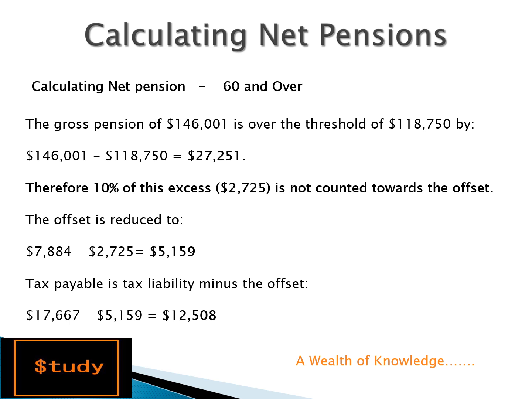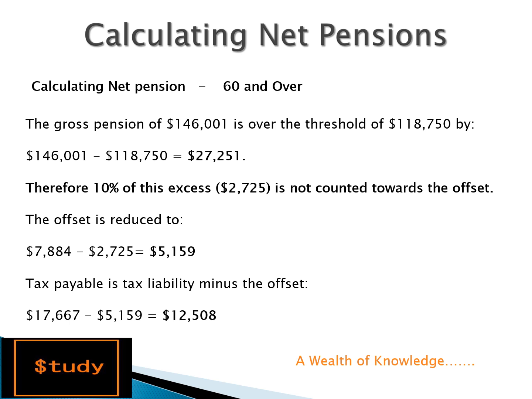10% of the 27,000 is $2,725. So we can't claim that portion of the offset. Our offset, which was $7,884, is reduced by the amount that we can't claim, the $2,724. Therefore, the offset is reduced down to $5,159. So it's just gone down a little bit.